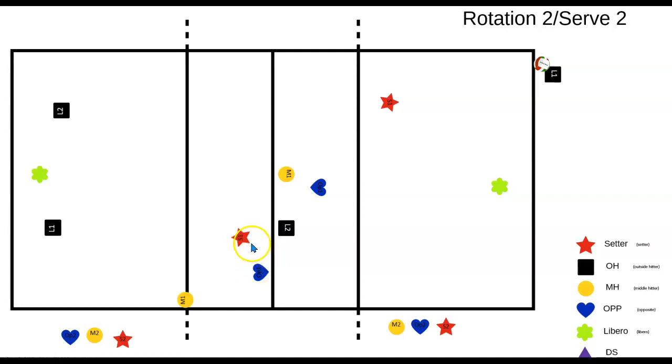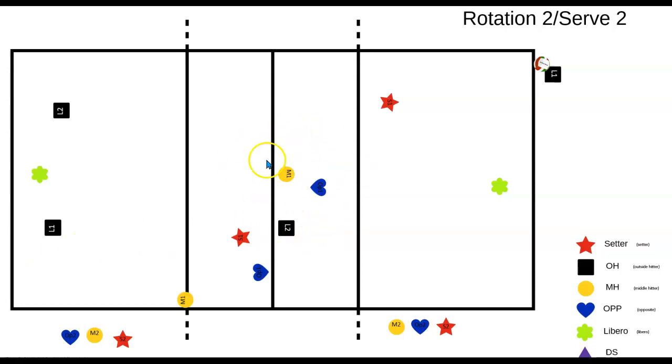She's going to have to remember that the opposite has to be closer to the net, so she has to stay on this side of the opposite. Our L2 is our front row player, and all she did was pull straight back. Okay? Our L1 is our server. She's in the right position, and our libero's in the right position. Here comes the serve.